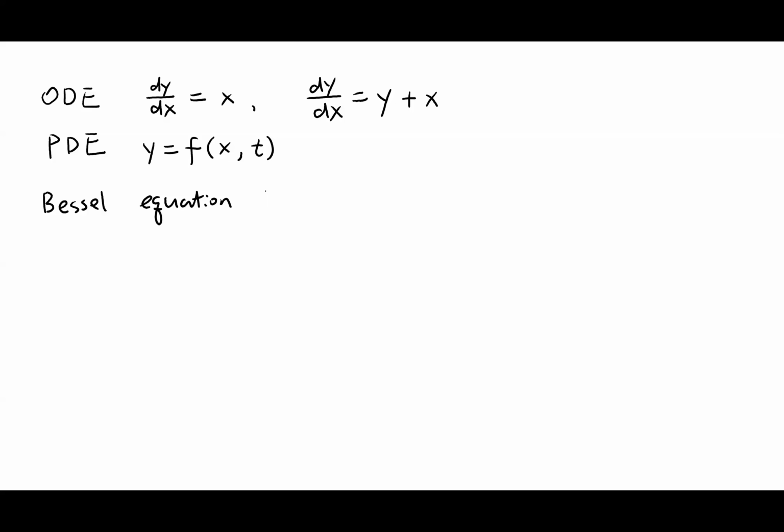Okay, so first of all, the Bessel equation is an ODE. That means if you have one x, you will generate one y, okay? So in general, the Bessel equation looks like this.